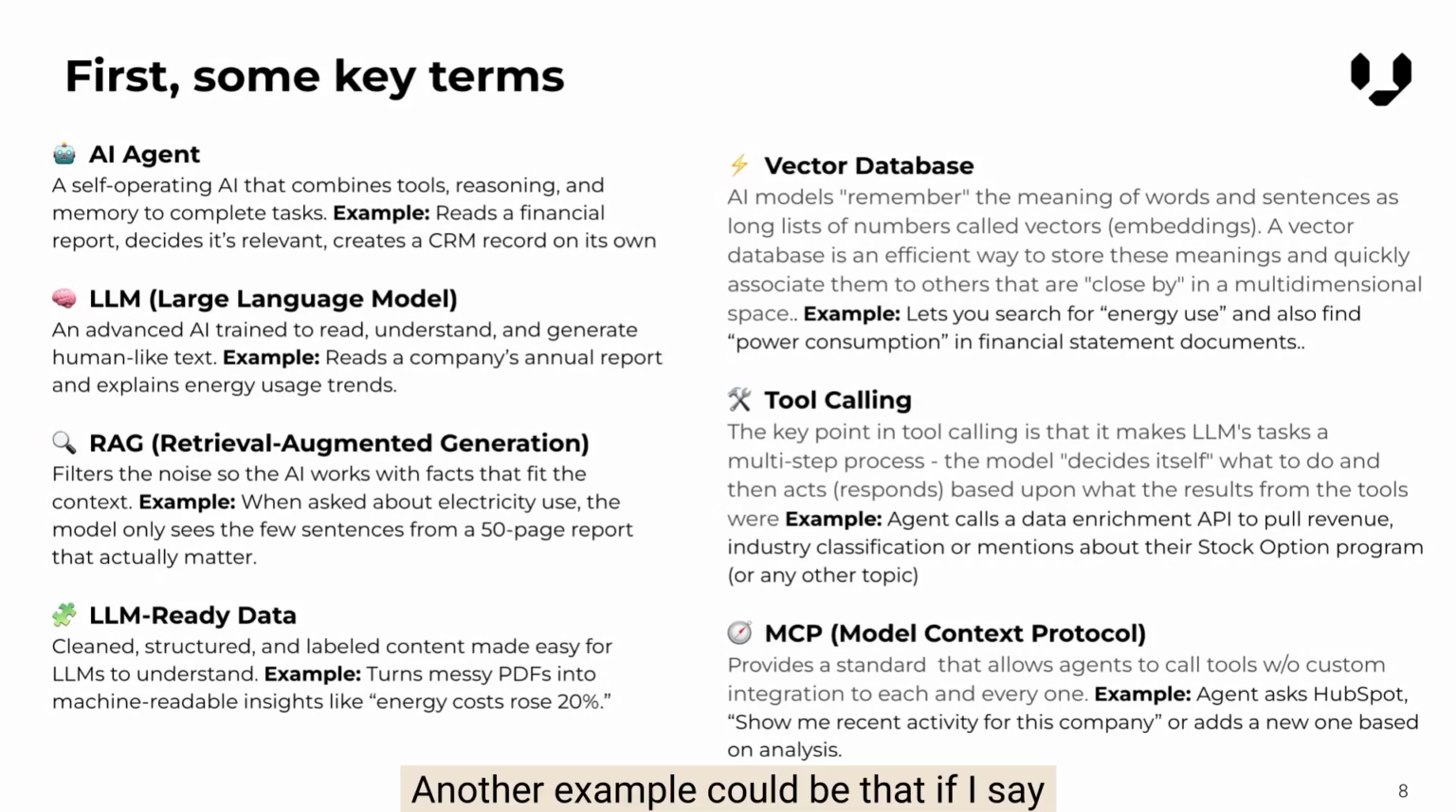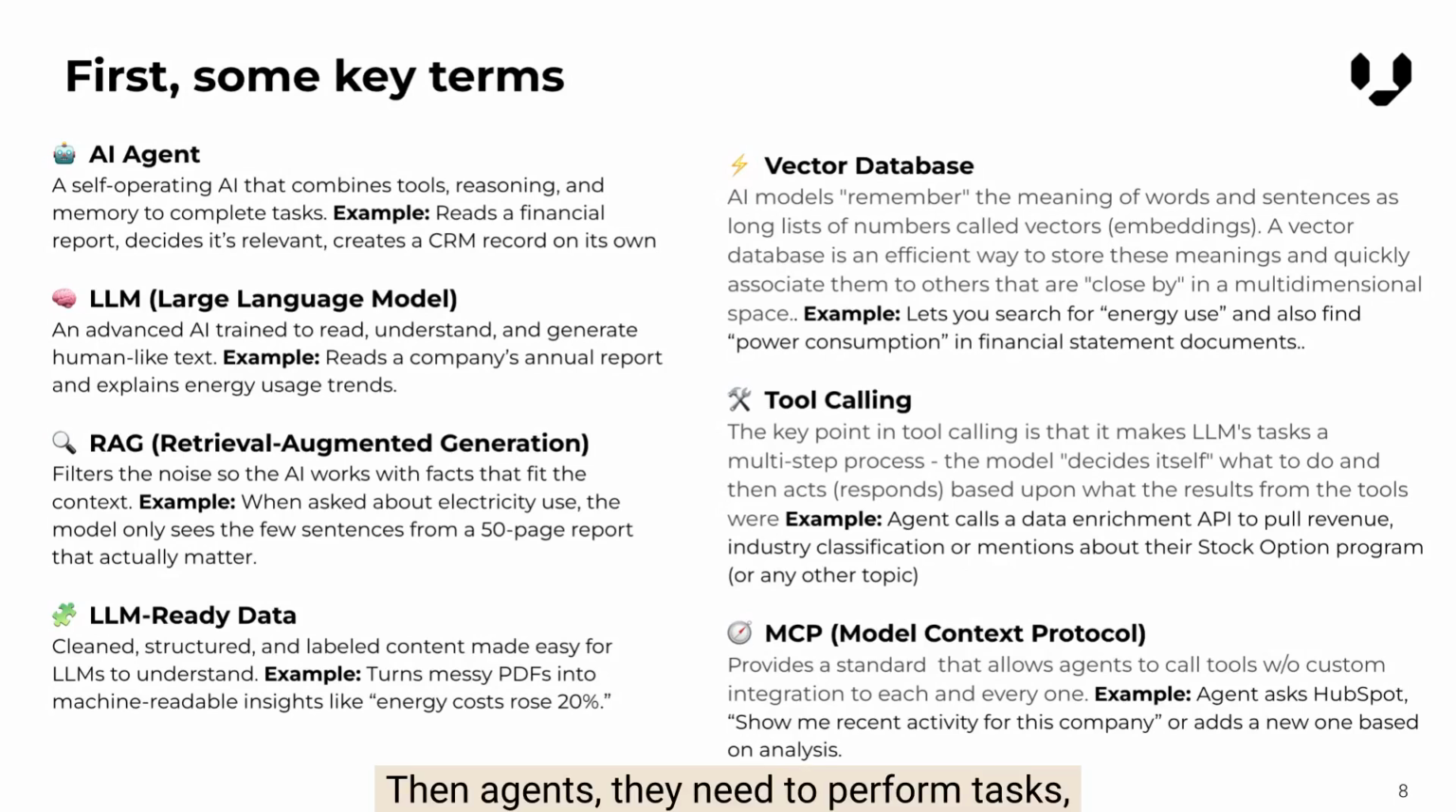Another example could be that if I say that I'm hungry, and then we store the text into a vector database, then it also understands that it's more or less the same thing when I say that I'd like to have a sandwich, because they both indicate that I want to eat something.